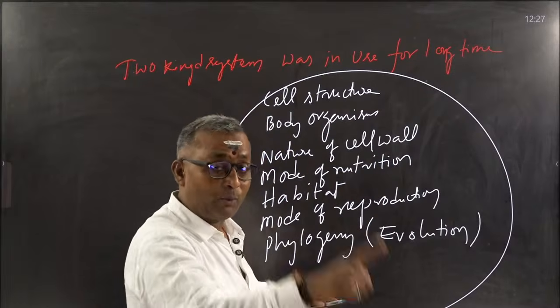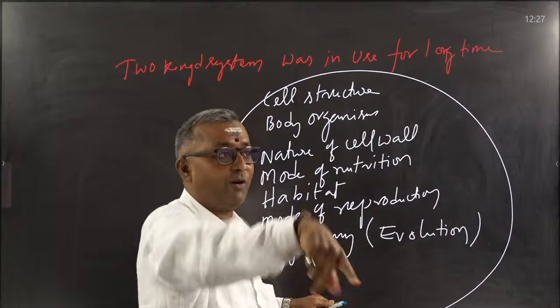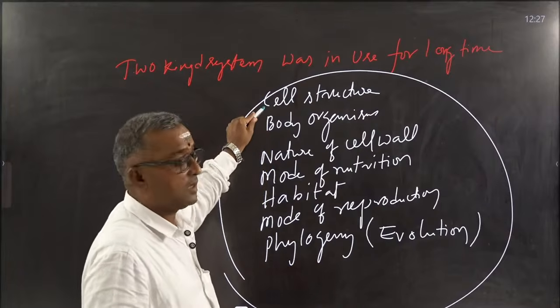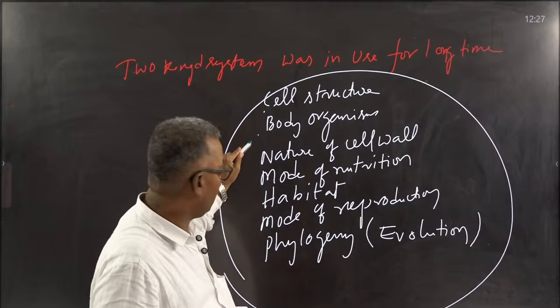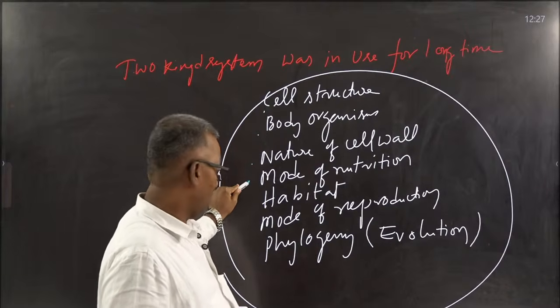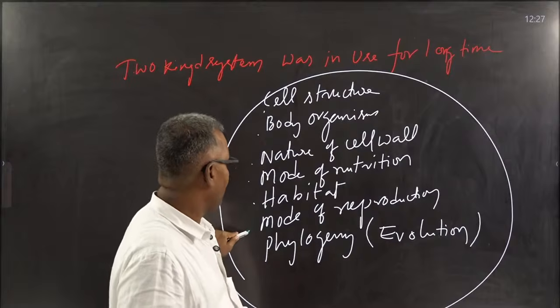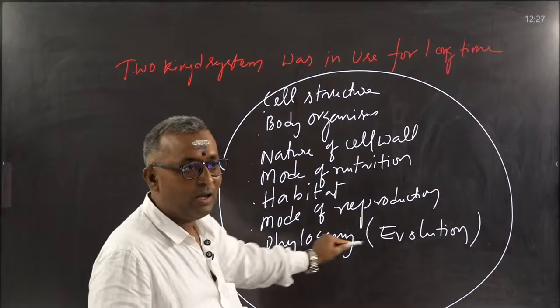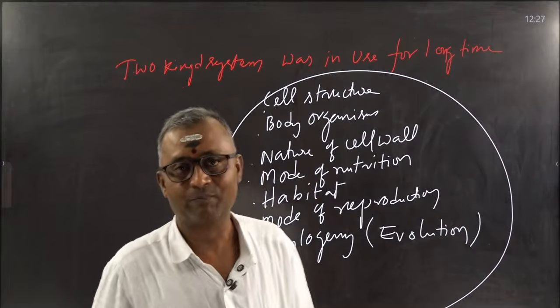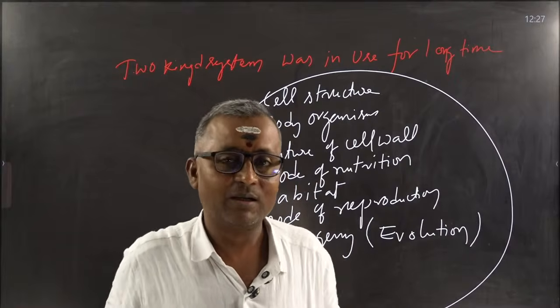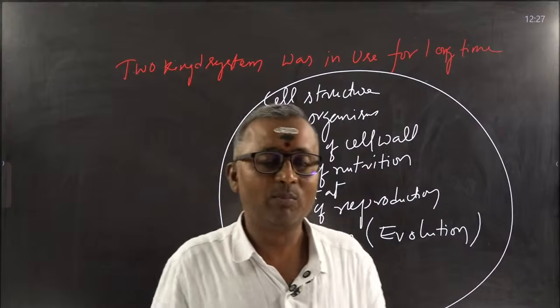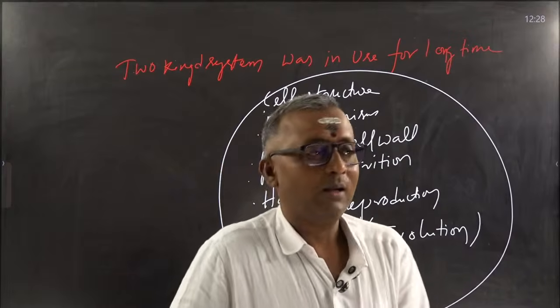Remember, you have to take morphological characters. Apart from morphological characters, you must also take characters like cell structure, body organization, nature of cell wall, mode of nutrition, habitat, mode of reproduction, phylogeny or evolutionary relationships. Understood? So if you consider these kinds of characters, then the classification would be provided in a proper way.